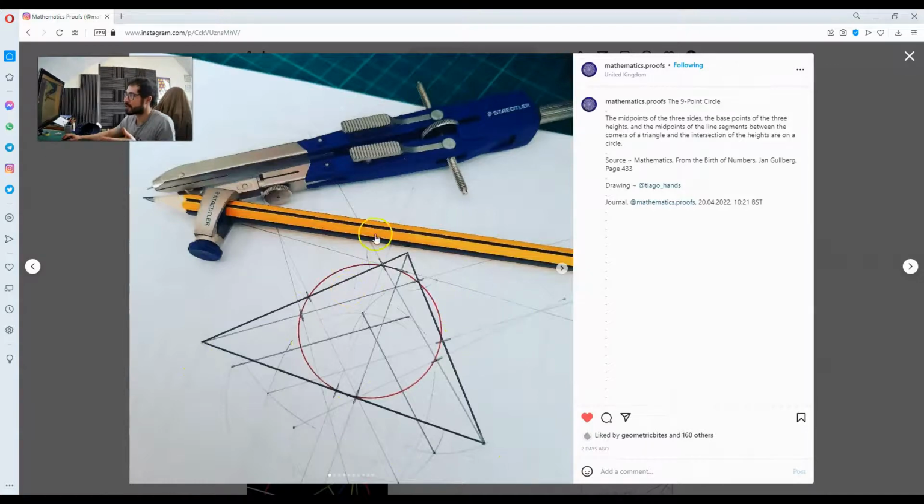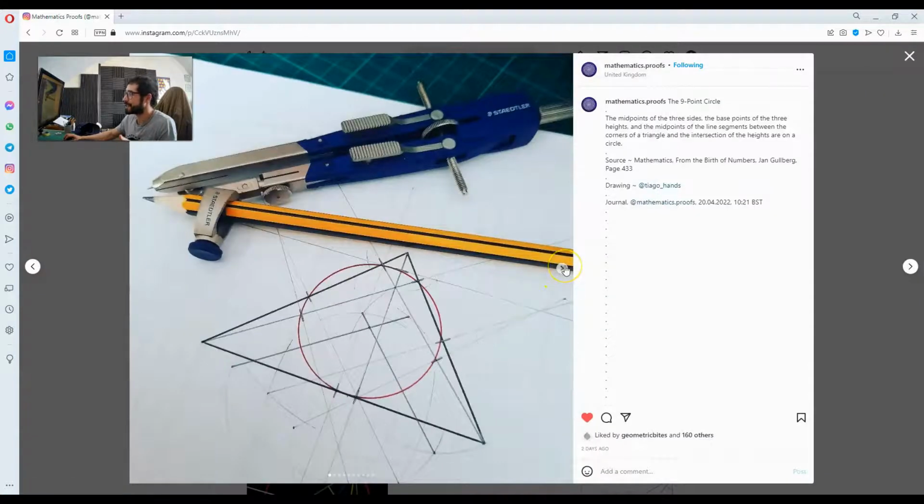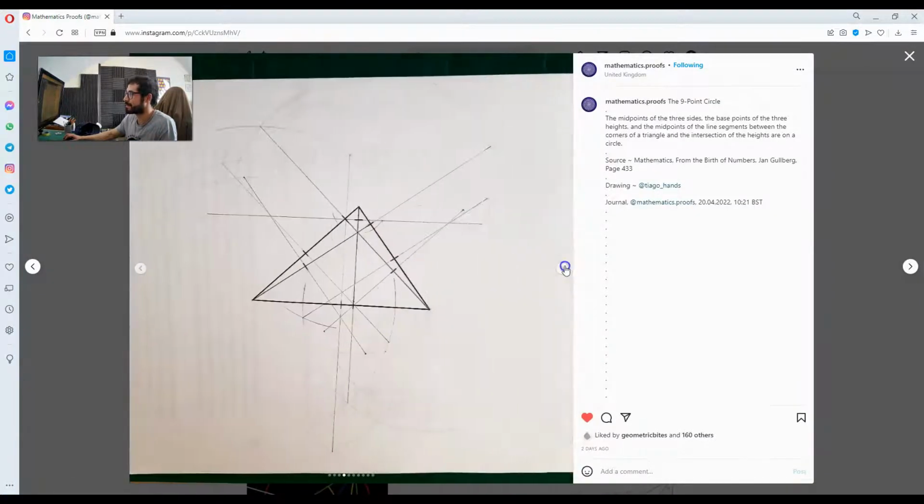Now, drawing this triangle with the correct points is easier said than done. Since I'm making a short video about the 9-point circle, I won't be explaining how this was drawn just yet. If you want a rough idea though, visit mathematics.proofs on Instagram and click over here. Here you'll find the rough workings.